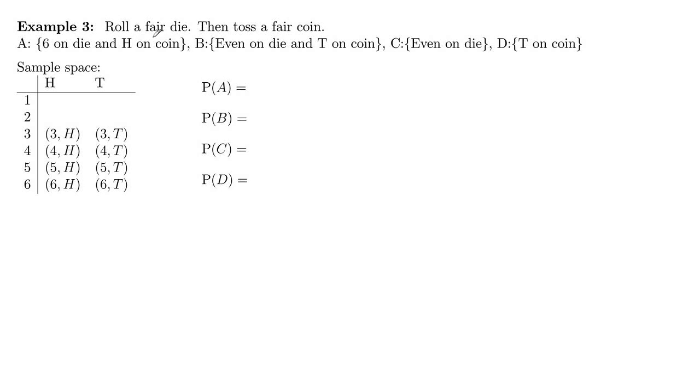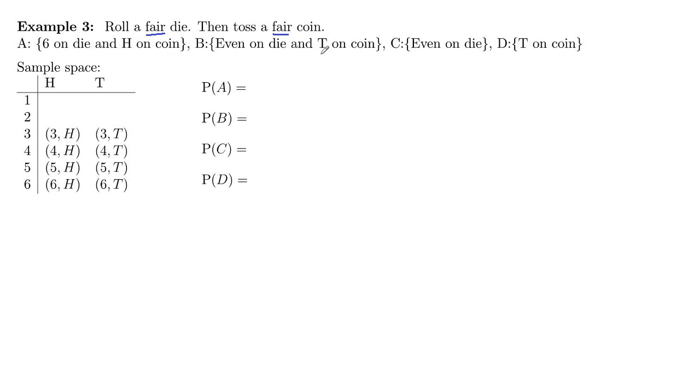So here in example 3, we're going to roll a die again, but a fair die, and then we're going to toss a fair coin. So we're going to have 4 events defined here. A is the event that we get 6 on the die and heads on the coin.